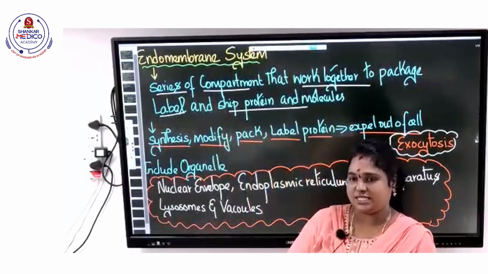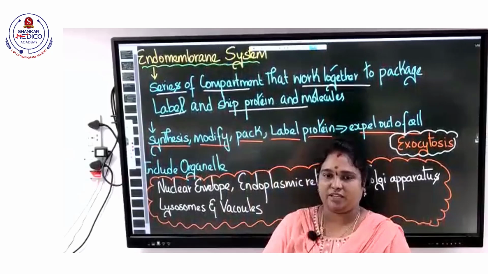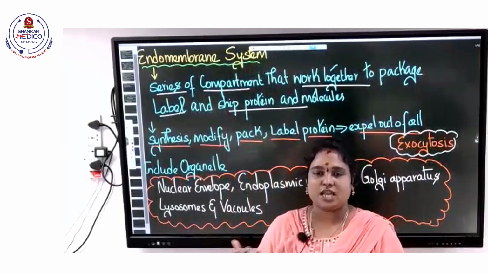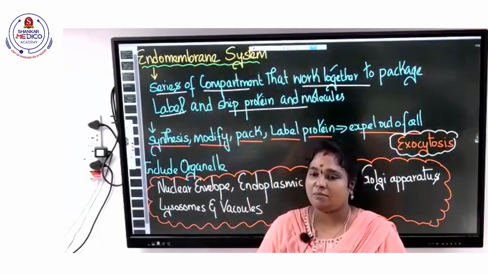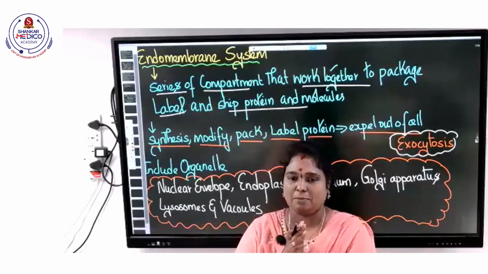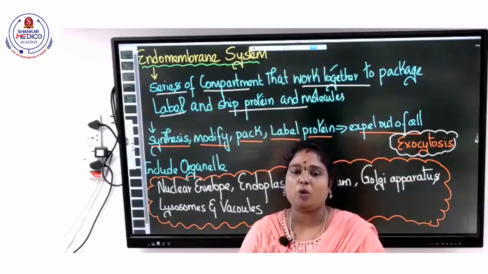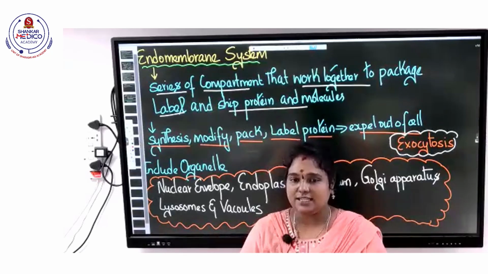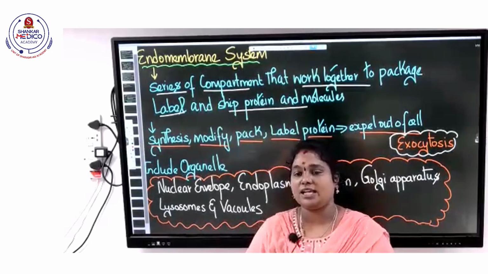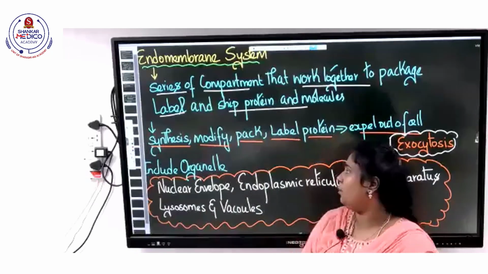A cell is the basic unit of life. It comprises protoplasm, where the nucleus, cytoplasm, and plasma membrane are present. This structure gives a clear idea of what a cell is. Inside the cell, there is a special structure called the endomembrane system.